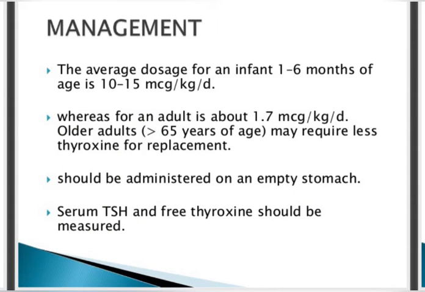The management of drugs: the average dosage for an infant of 1 to 6 months of age is 10 to 15 mcg per kg per day, whereas for adults it is about 1.7 mcg per kg. Older adults of age 65 or plus may require less thyroxine for replacement.